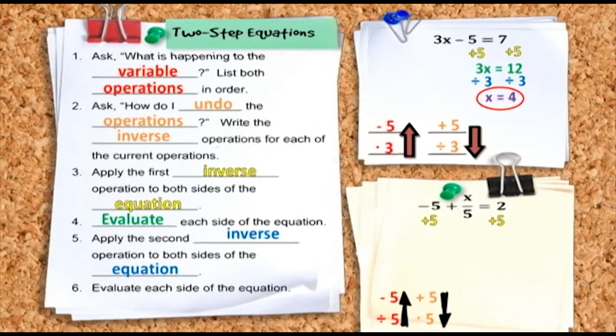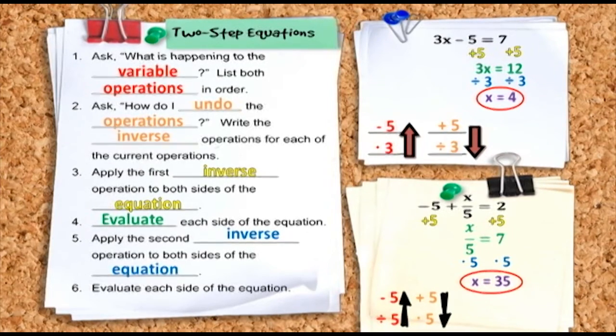-5 plus 5 is 0, which is my identity. I canceled it out. 2 plus 5 is 7. X over 5 equals 7. Now I just multiply both sides by 5. When I do that, the division and multiplication cancel out, giving me just X. 7 times 5 is 35. Always circle your answer. There we go.